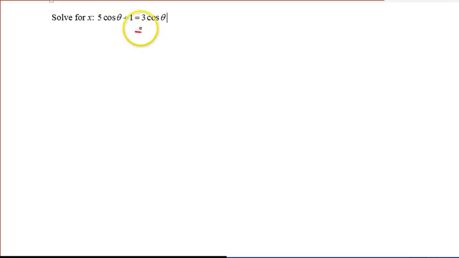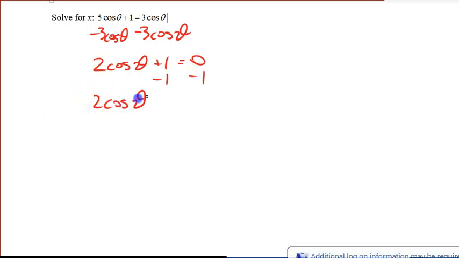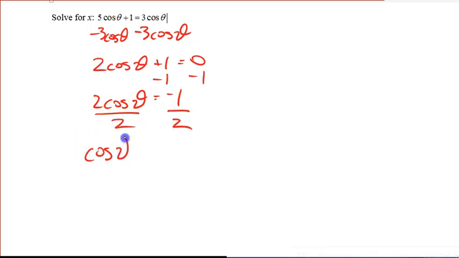So here I'm going to subtract 3 cosine from both sides to combine like terms. That's going to leave me with 2 cosine theta plus 1 equals 0, and I'll move this constant over to the other side by subtracting 1 from both sides. 2 cosine theta is equal to negative 1. And to finish the isolation process, I'll divide everything by 2. So I see that the cosine of angle theta is equal to negative 1/2.